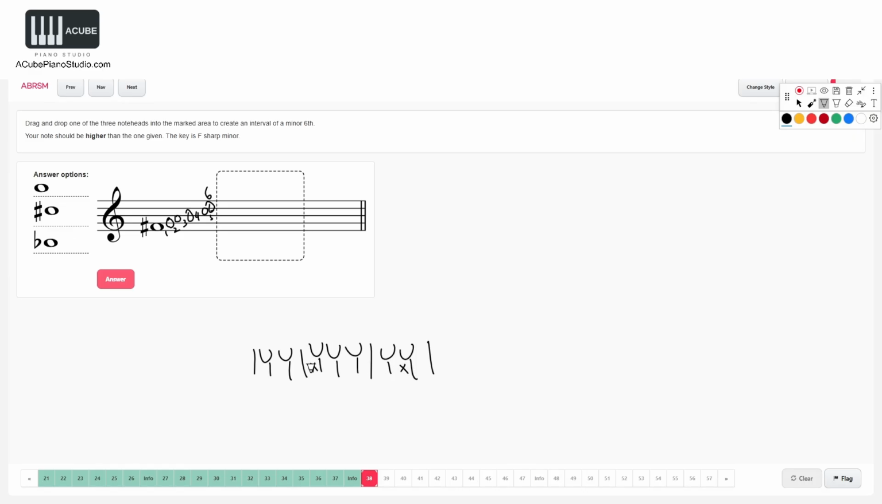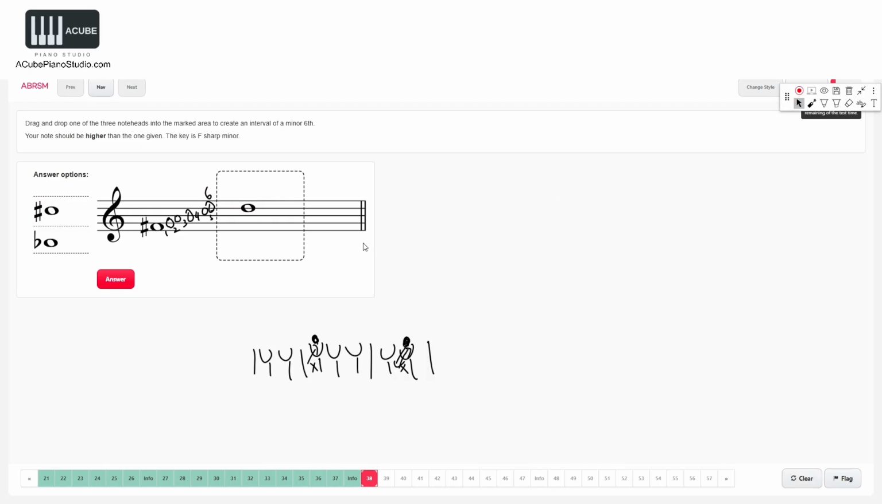So F major will have F and D. So now I go up a semitone here to have a major 7th. It should be here. So F sharp to D sharp is major 6. But because I want minor 6, so I want it to be minor 6, so it should be just D. So I don't need the sharp, it is just here.